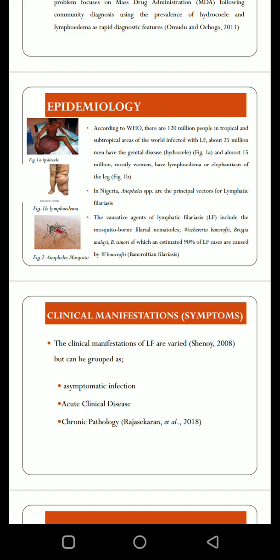In Nigeria, Anopheles species are the principal vector of lymphatic filariasis. The causative agents of lymphatic filariasis include the mosquito-borne filaria nematodes, Wuchereria bancrofti, Brugia malayi, Brugia timori, of which an estimated 90% of lymphatic filariasis cases are caused by W. bancrofti.